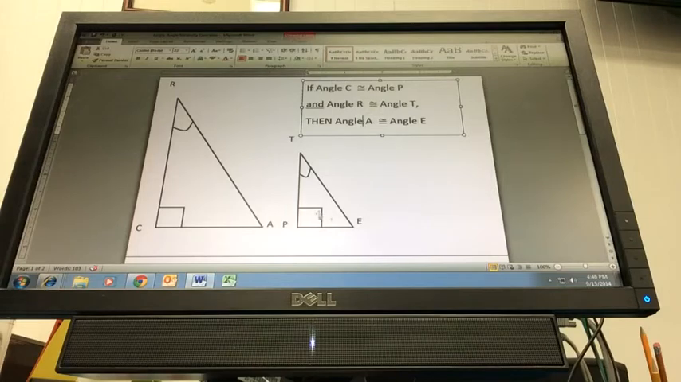So the deal is, when we're dealing with triangles, if we can prove that two of the angles are congruent, then the other one has to be congruent and the triangles are similar. So we could say, and we'll write it in, that triangle CAR is similar to triangle PET.